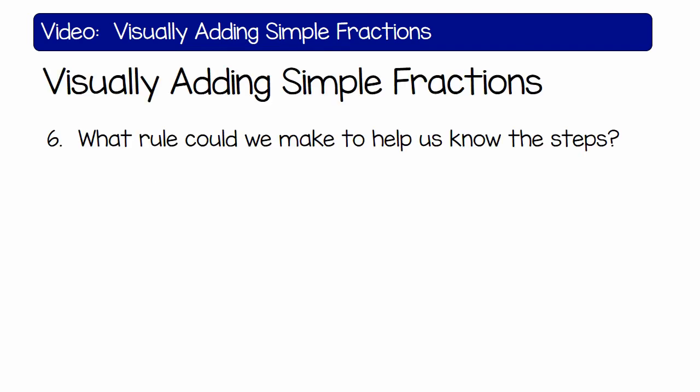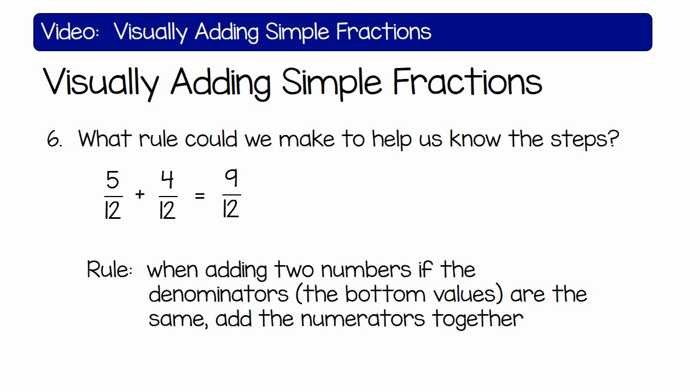Could we make this a rule that we could follow? Let's analyze. We notice the denominator is the same for both fractions on the left-hand side. They both have a denominator of 12. The answer also has a denominator of 12. But what did we do then to the numerator? 5 plus 4, we added it together to get 9.